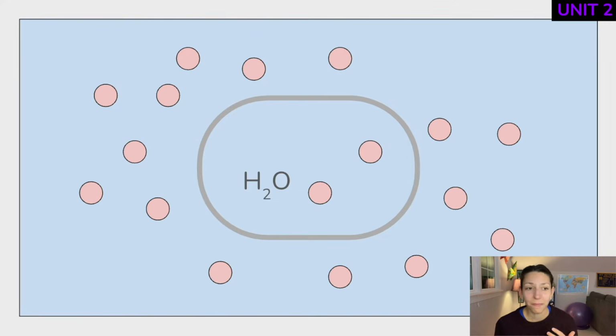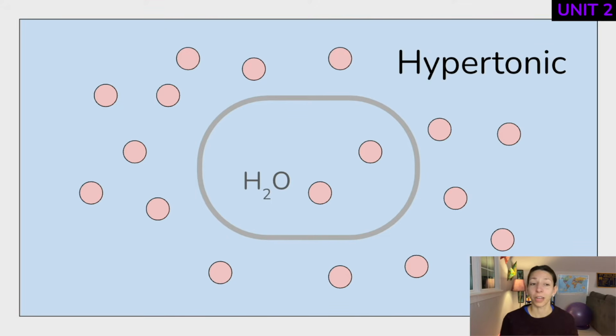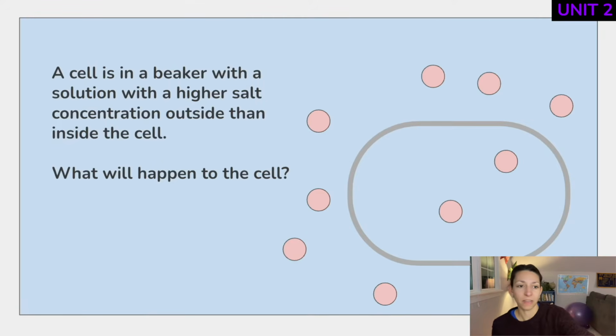Now in this environment, we have a higher concentration of particles outside the cell, a lower concentration of particles inside the cell. This is called a hypertonic environment. Think hyper, like excited, like there's a lot, so there's more particles outside the cell. And again, water will move from a higher concentration of water to a lower concentration of water. So in this case, it will move out of the cell. The cell may even shrink.